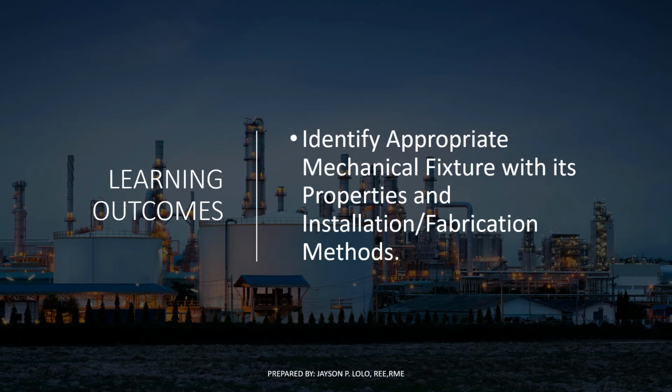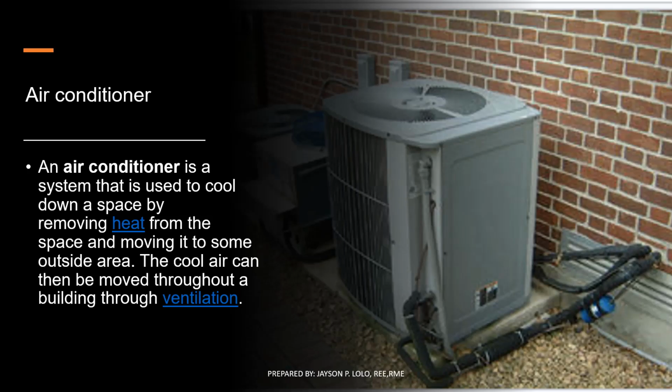Before we proceed, let's have a short review about air conditioners. An air conditioner requires some input of work to operate, otherwise entropy would decrease naturally, which is forbidden by the second law of thermodynamics. In the common definition, it's a system that is used to cool down a space by removing heat from the space and moving it to some outside area, so the cool air can then be moved throughout the building through ventilation.